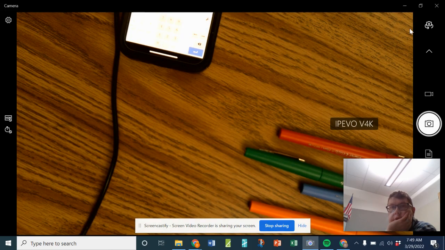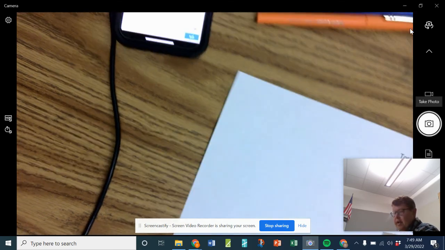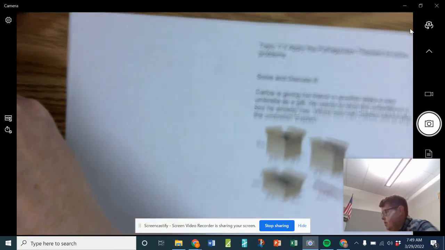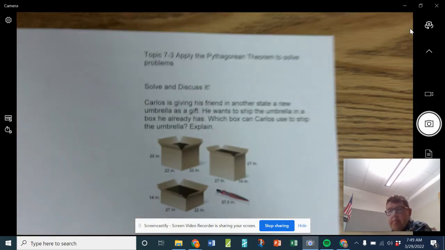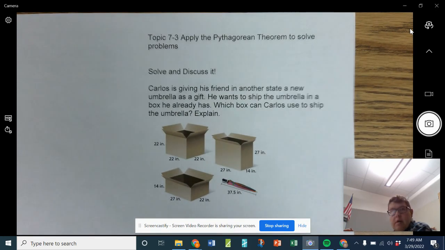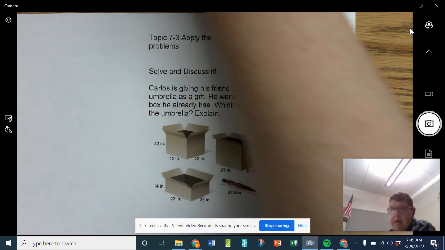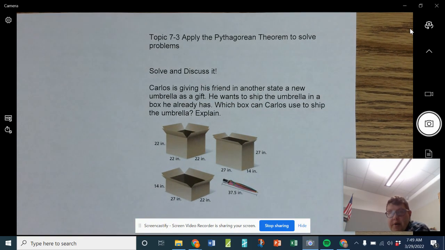Hey guys, we're going to be working on 7.3 today, or 7-3, which is kind of a real-world problem. Carlos is giving his friend in another state a new umbrella as a gift. He wants to ship the umbrella in a box he already has. Which box can Carlos use to ship the umbrella, and explain?